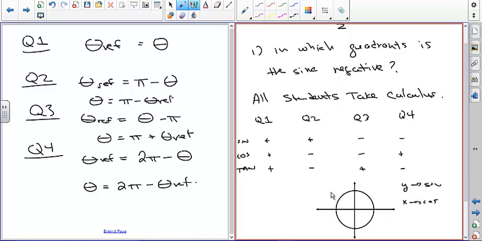In the second quadrant, the sine is positive because y is positive, but x is negative. So in this case, the sine is positive, but the cosine is negative. And because these are different signs, the tangent's going to be negative. In the third quadrant, they're both negative. Since they're the same sign, the tangent's positive.